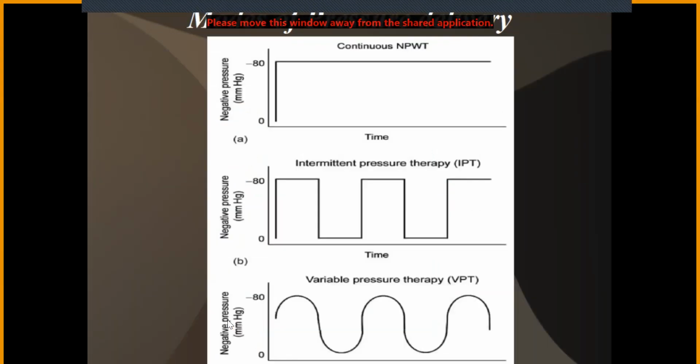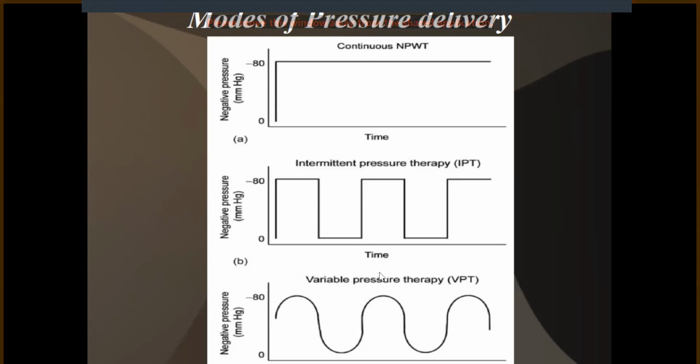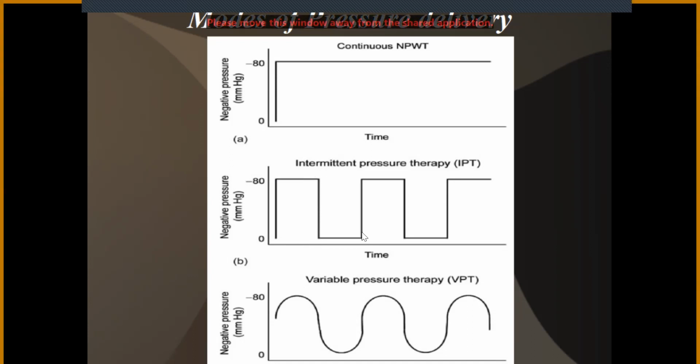There are three modes of delivery of negative pressure: continuous, intermittent, or variable pressure. Here intermittent means there is constant pressure for a certain time period, then zero pressure, then again constant pressure for a certain period, and then zero. And variable means the pressure continuously varies with time.